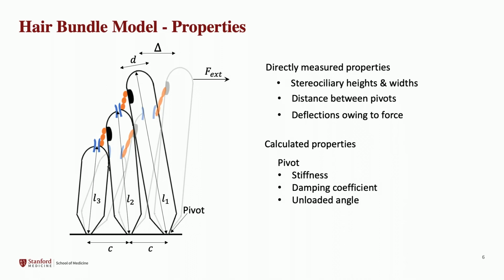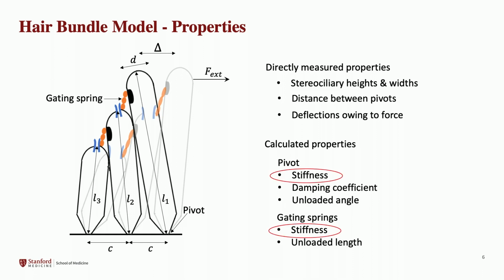For the pivots, we assign a stiffness, a damping coefficient, and an unloaded angle. And for the gating springs, there is a stiffness and an unloaded length too. In the remaining slides, I will briefly go into some of the details of how we calculate the stiffness of the pivots as well as the gating springs.